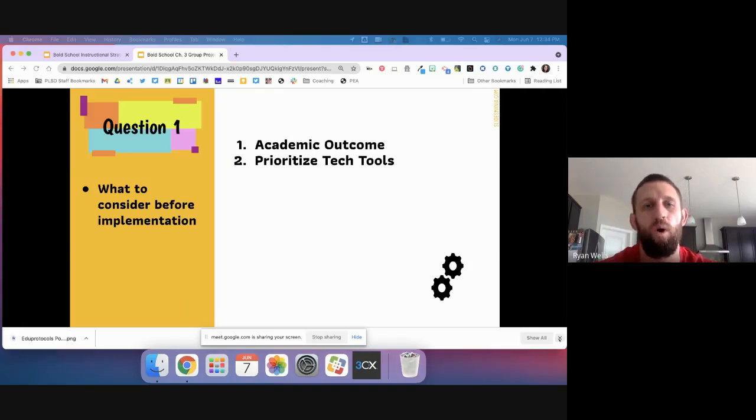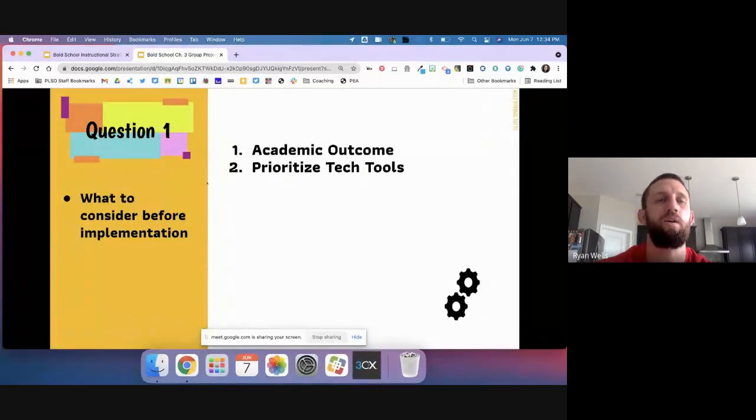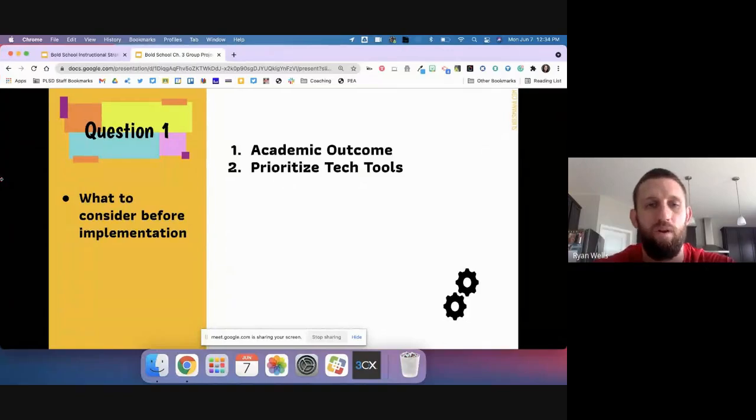Number 2, what are the technology tools that you want to use? Not only what program do you want to use, but what do you have available for your class? And also, how are you going to present it to your kids?